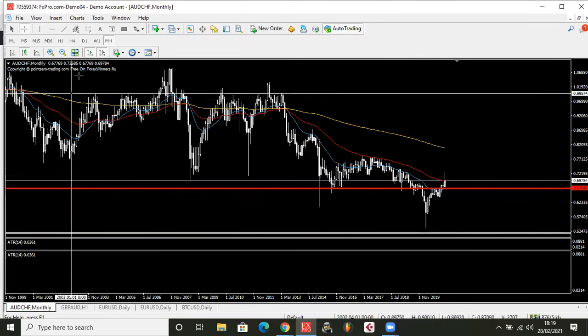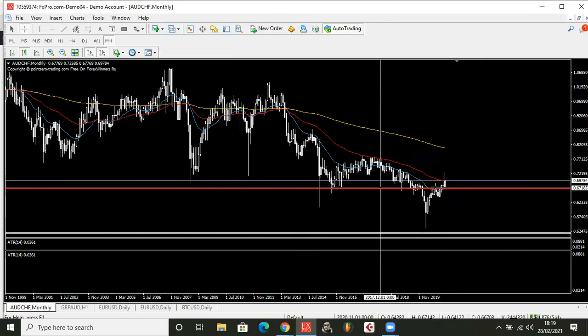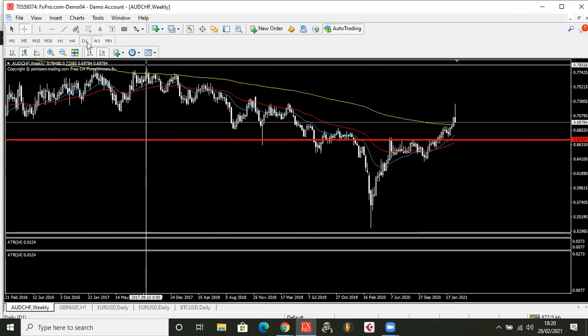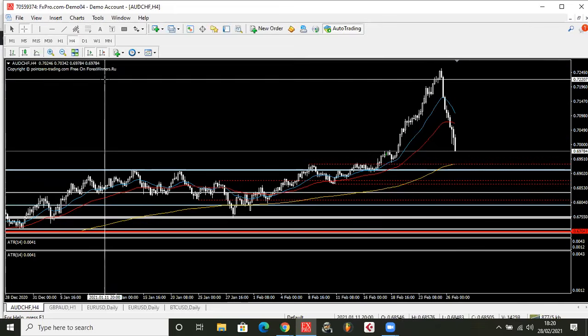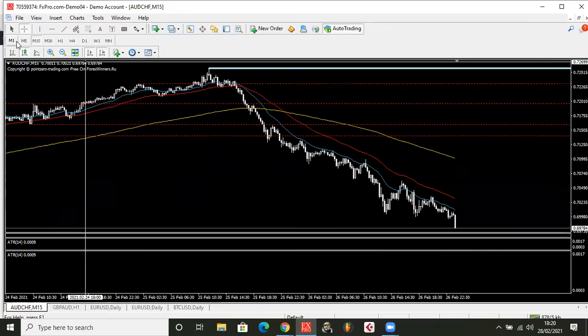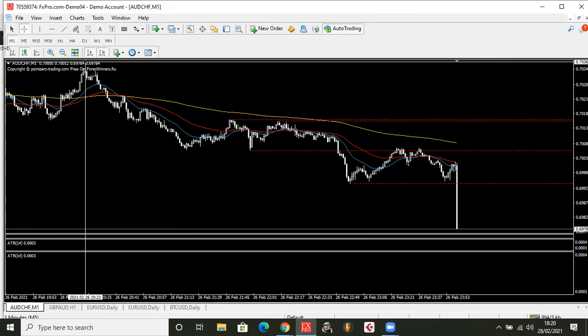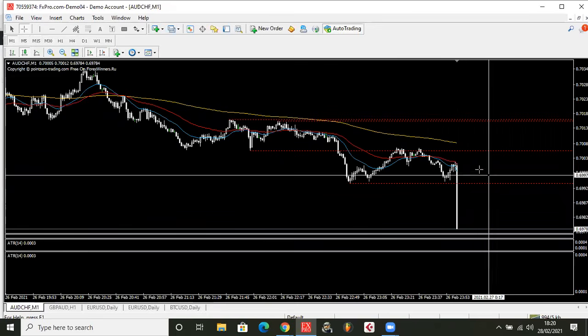So if we look at it, the most accurate part is the monthly chart, followed by the weekly chart, followed by the daily. And then the 4 hours should ideally be for entry. The 1 hour, 30 minutes, 15 minutes, 5 minutes, 1 minute, these are all nonsense. Look at the 1 minute. 1 minute just looks stupid.